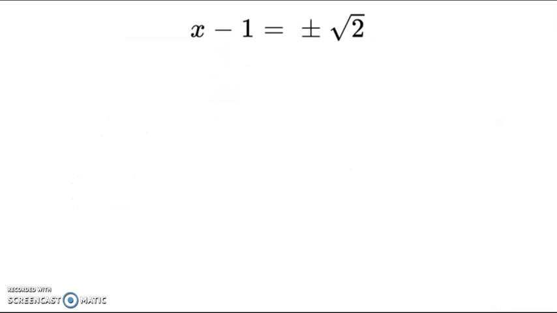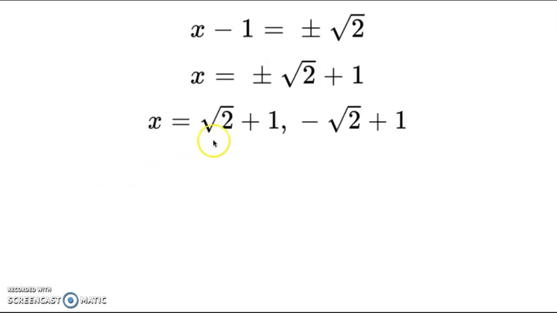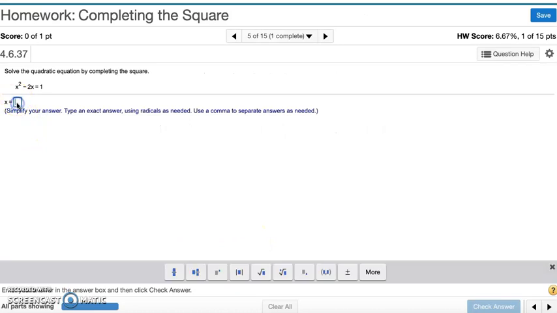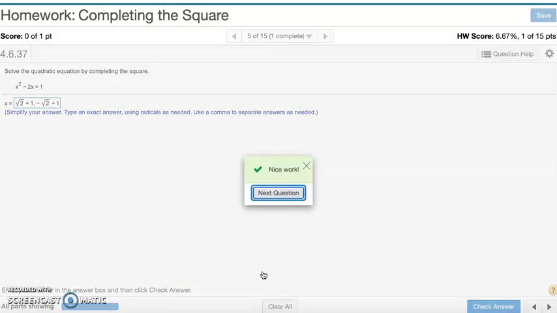So we add 1 to both sides. So we have x equals plus or minus square root of 2 plus 1. Now splitting that apart into 2 separate answers to type in, we'll have positive square root 2 plus 1 and negative square root 2 plus 1. So let's type those in. So x equals square root 2 plus 1 and negative square root 2 plus 1. And that's number 5.